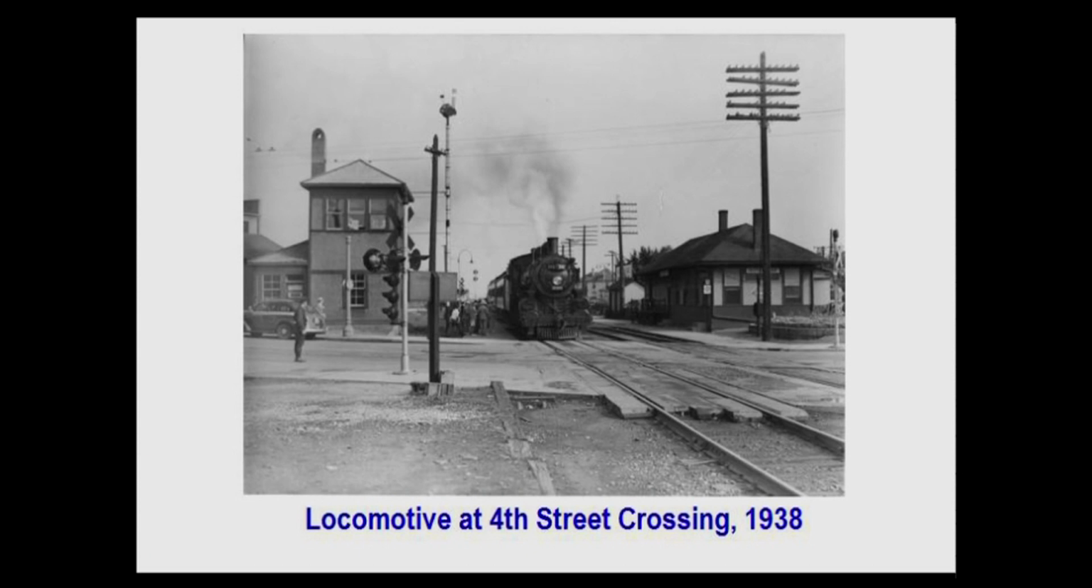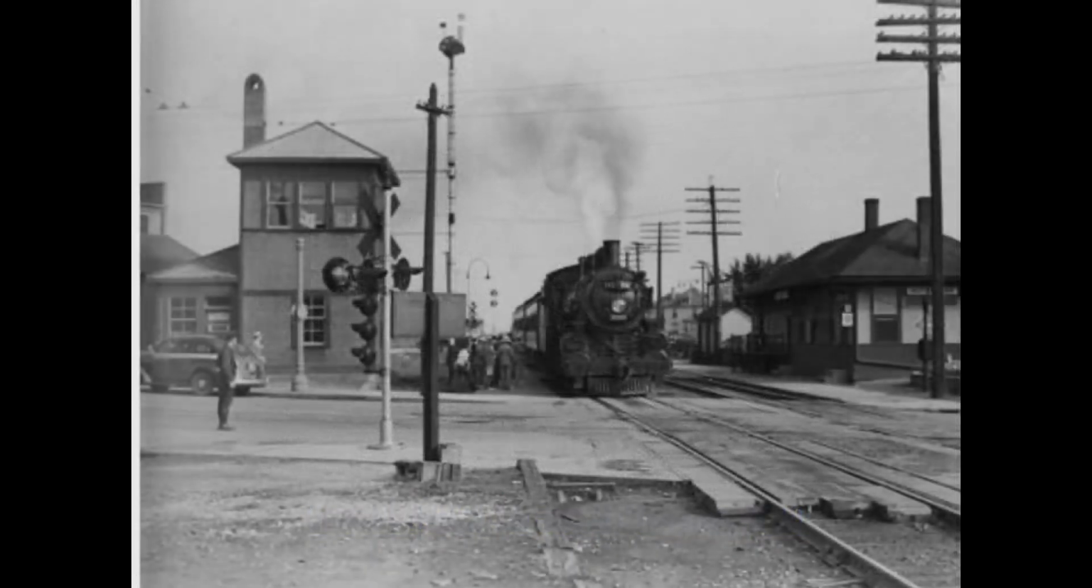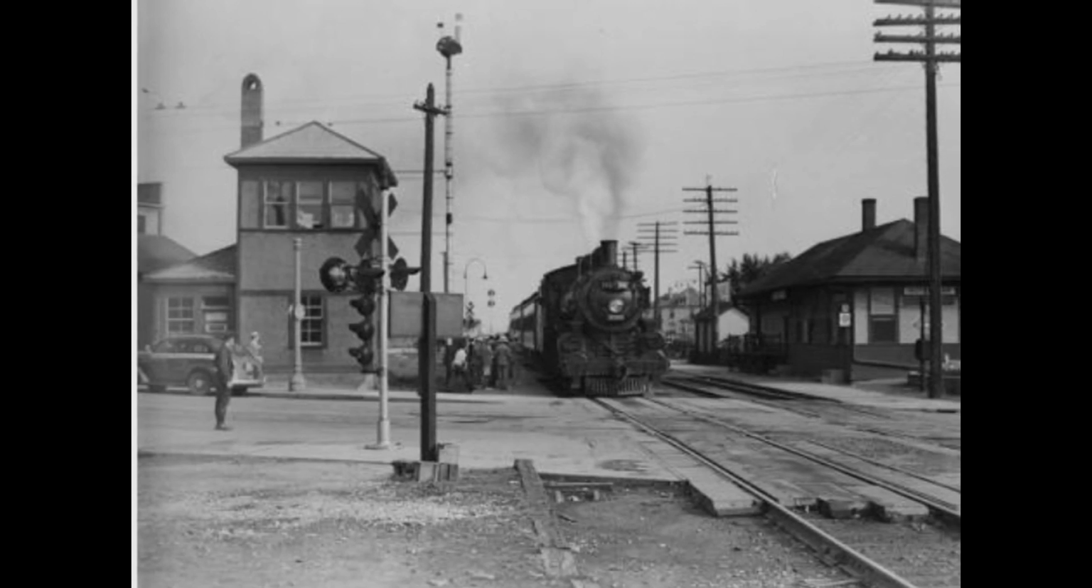Here's a locomotive going south on the tracks through town. It's actually, I imagine, stopped at the station, the old wooden station that was on the east side of the tracks and just north of 4th Street. You can see the streetcar tracks or interurban tracks crossing the railroad tracks. They actually cross there.